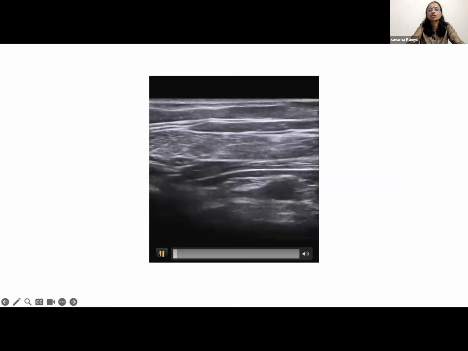So we go behind, or the posterior aspect of the axillary artery, and deposit the local anesthetic, and it will spread around the artery in a U-shaped manner. If the spread is not adequate, you have to redirect the needle to cover the medial cord also.